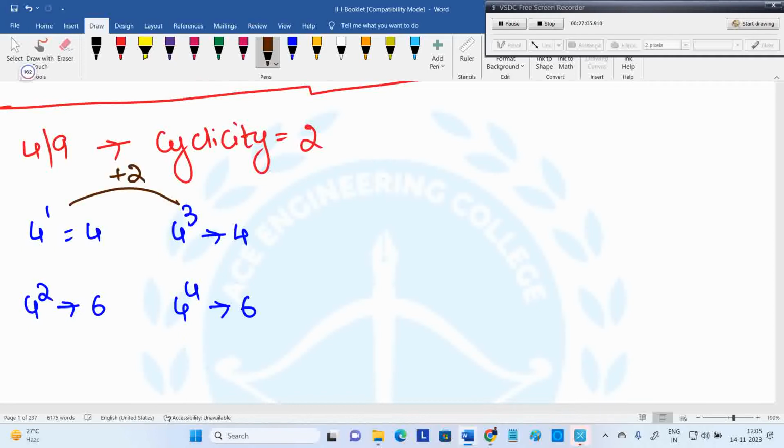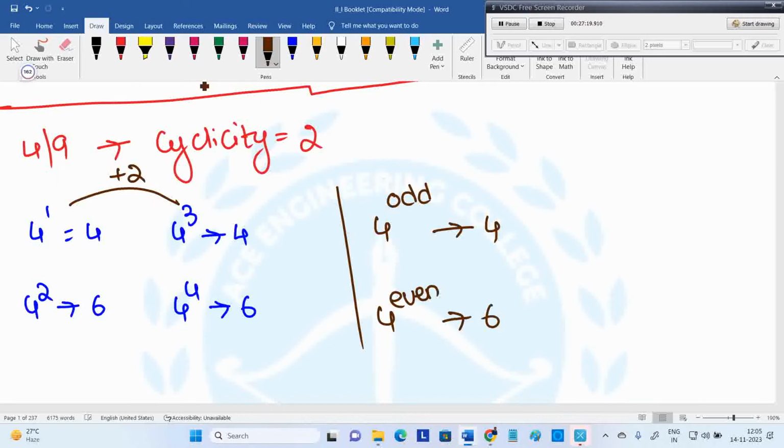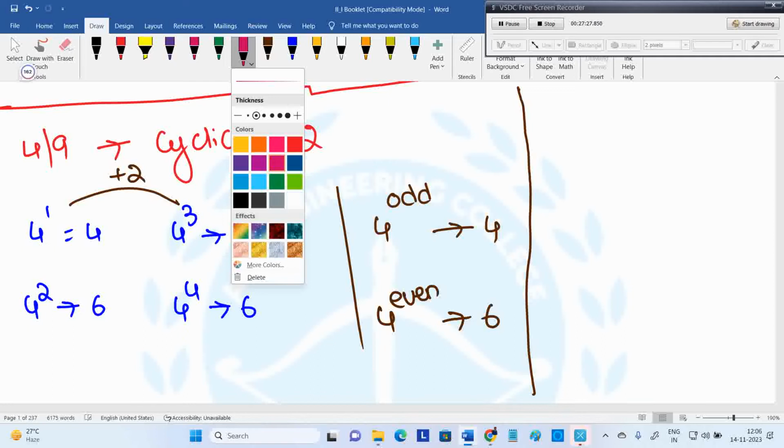Don't waste your time doing it like this. I simply say 4 power an odd number always ends with 4. You see, 1 and 3 are odd numbers. That's why 4. 4 power an even number ends with 6. Try this analysis: even number ending with 6, odd number ending with 4. Okay, this is for 4.